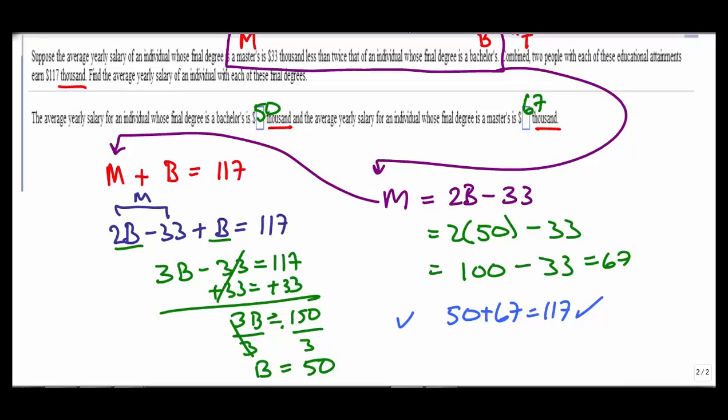So again, some of these are kind of long problems, but don't give up on them. You have to keep working toward the final solution, and sometimes they can be fairly involved.